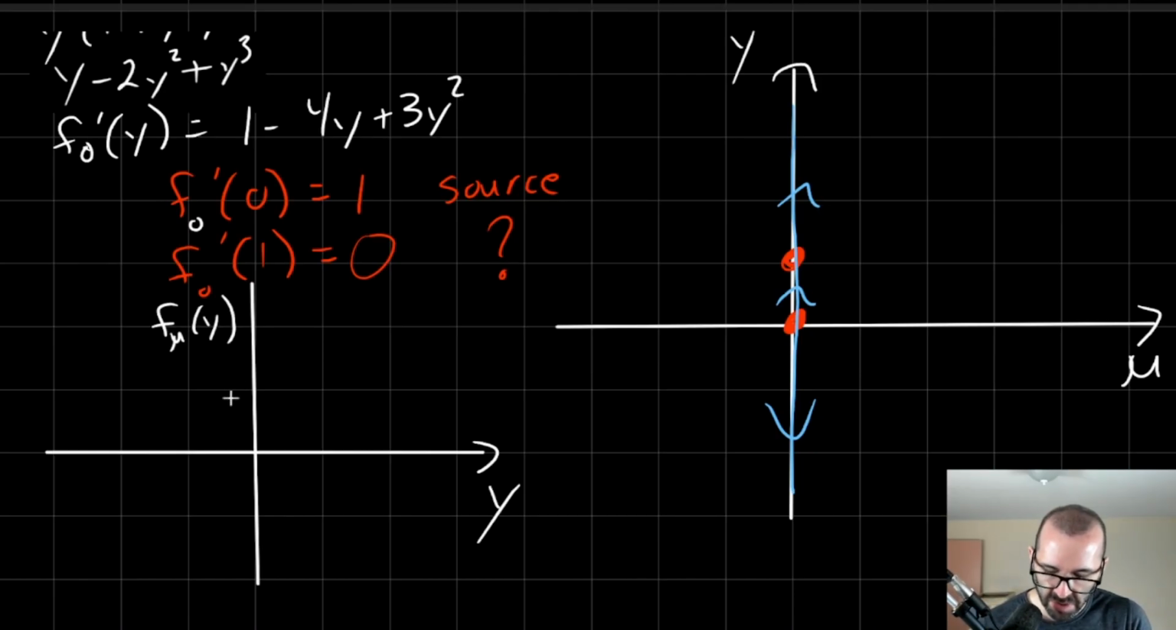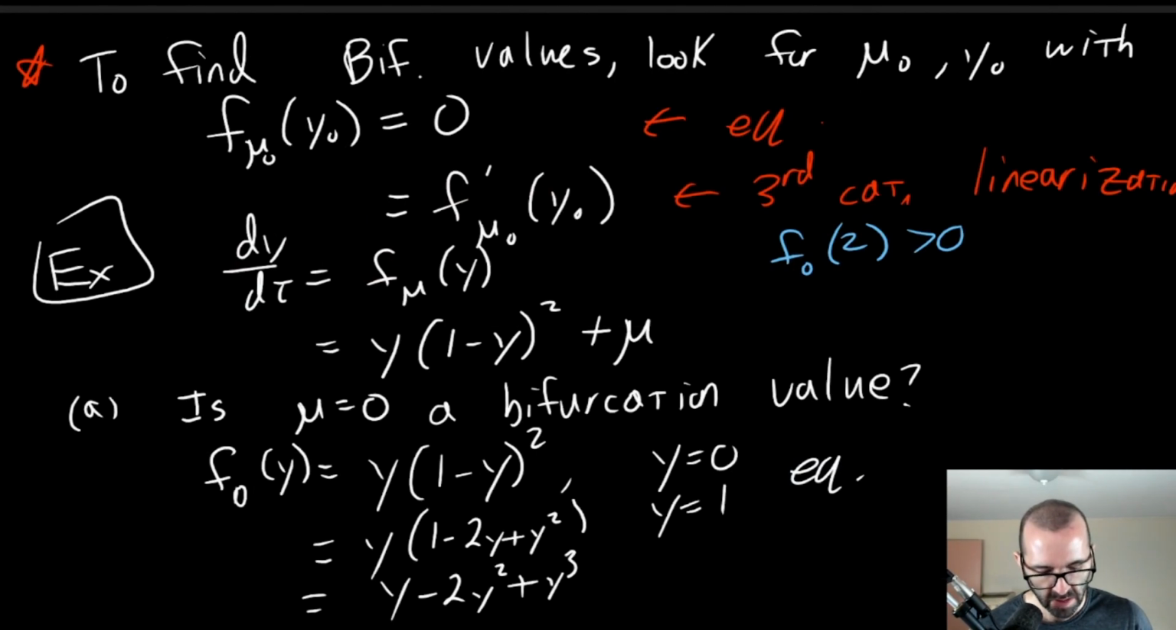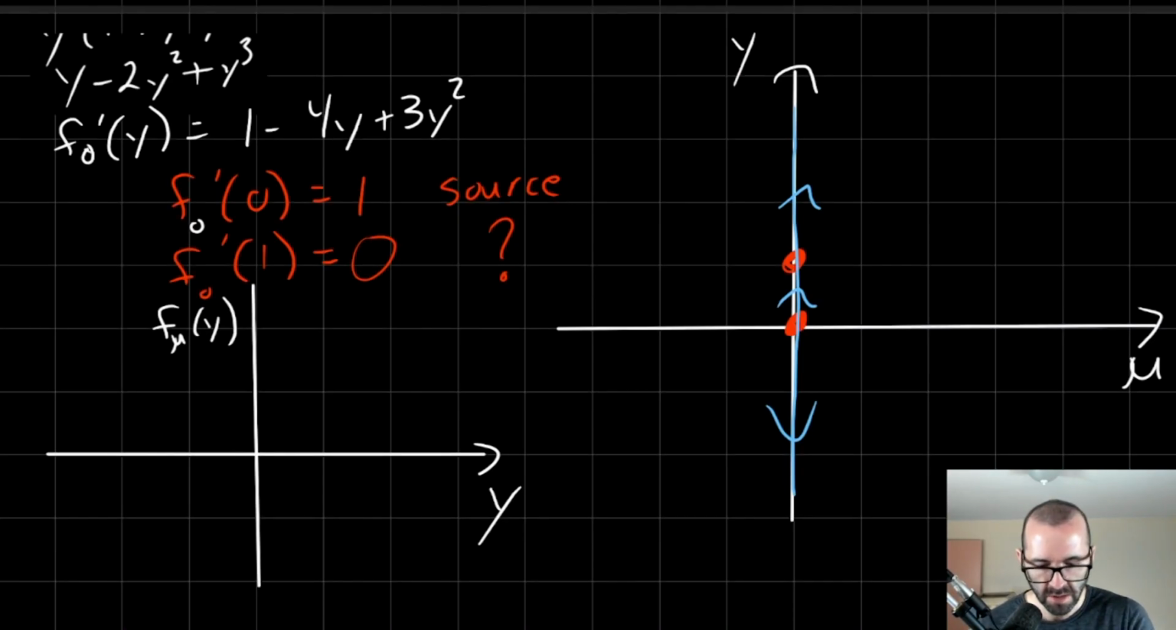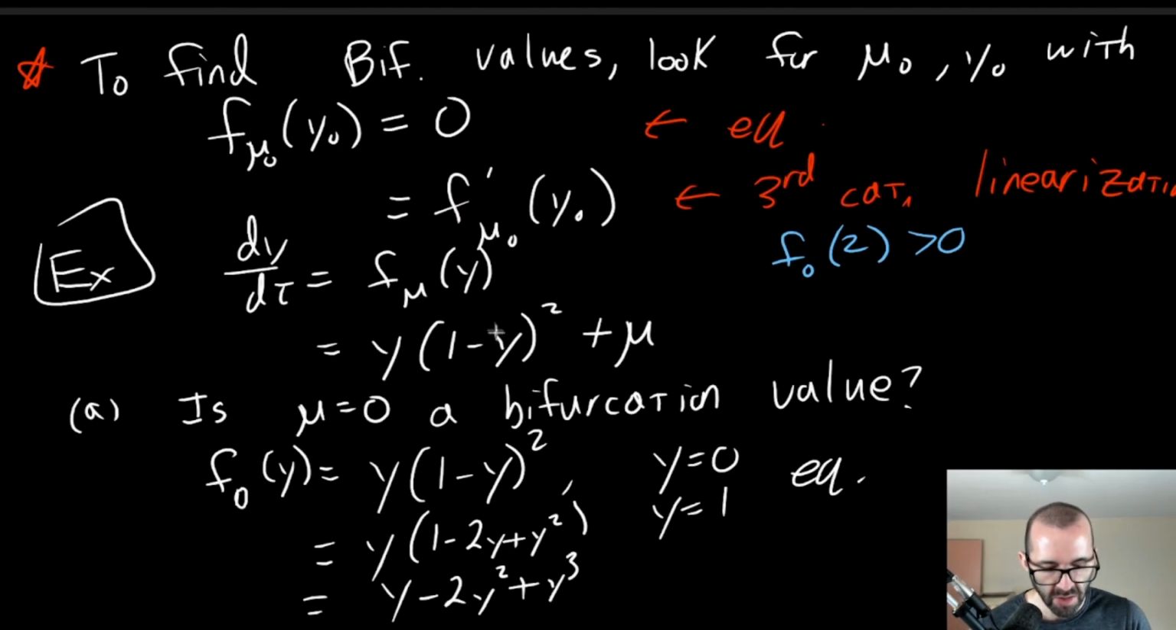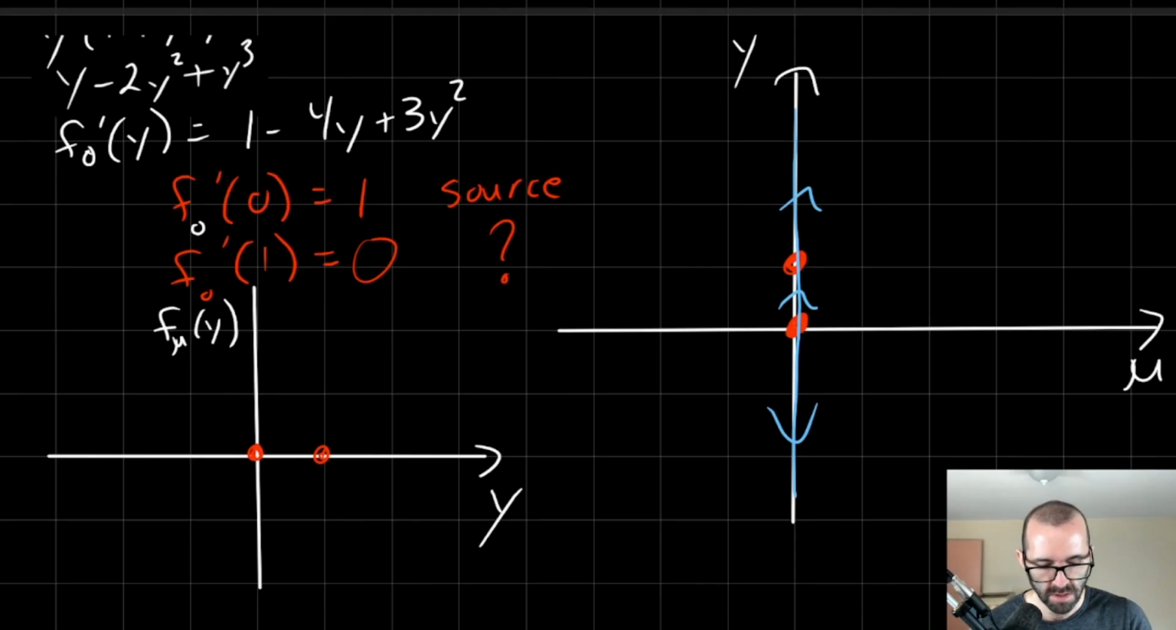So if mu is equal to 0, we have this function. We know what this cubic function looks like. It has zeros at y equals 0 and y equals 1, and we know that the zero at y equals 1 has multiplicity 2. It bounces off. We know that it looks like this. All that pre-calc is coming in handy. And again, this is mu equals 0.